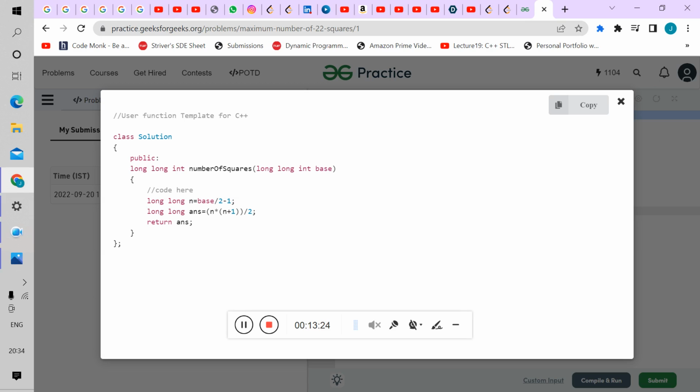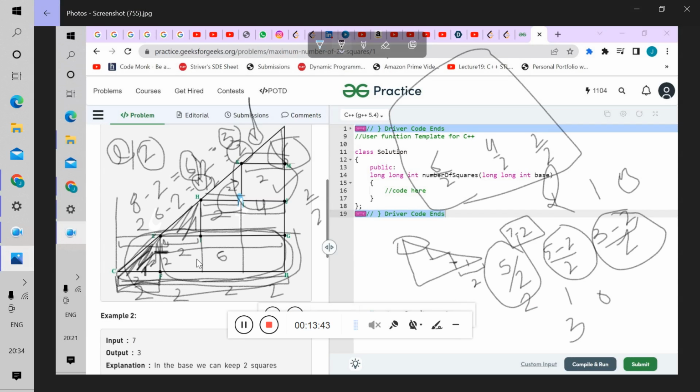In this code, I have taken a variable n that equals base upon 2 minus 1. So what does base upon 2 minus 1 indicate? Let me show you. Suppose we have 8 as the overall length that I am given. If I calculate the whole number of squares that can be possible with the given length, it will be 4.